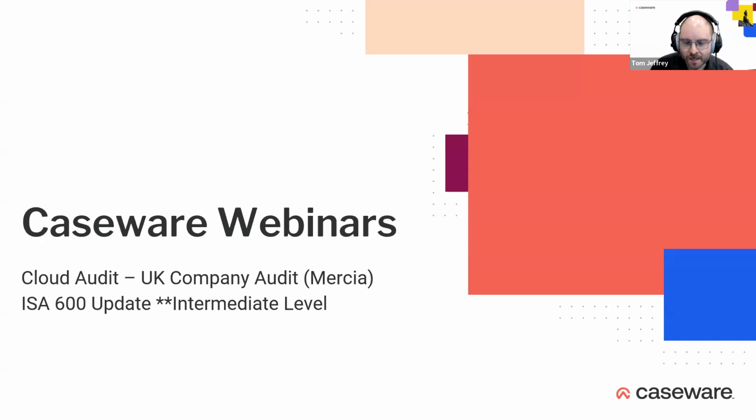Today, we're going to be looking at the ISA 600 updates. That's for our UK Company Audit Mercia app in the cloud, so that's our Cloud Audit app. And this is an intermediate level webinar, so we are assuming some prior knowledge of using our Cloud Audit apps. As I say, this is going to be focusing on ISA 600 changes and other changes that have been introduced in the latest update.